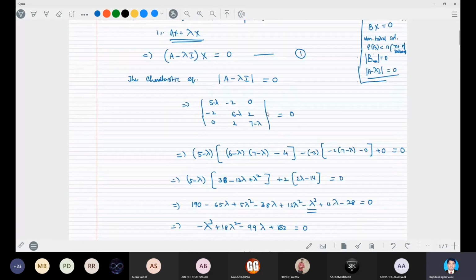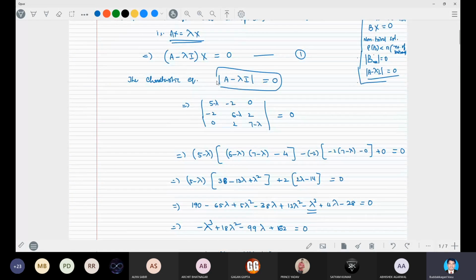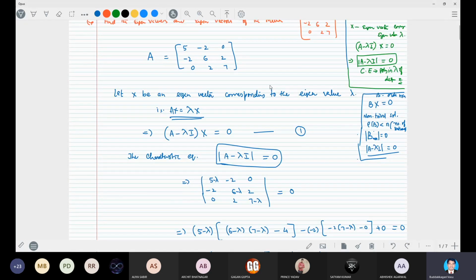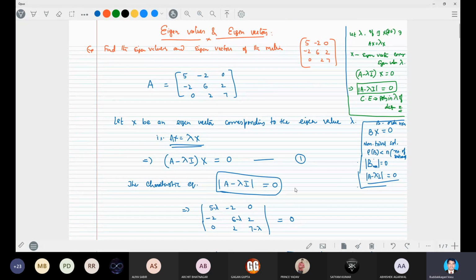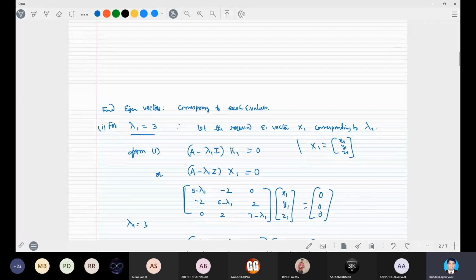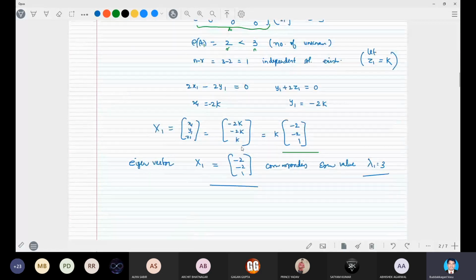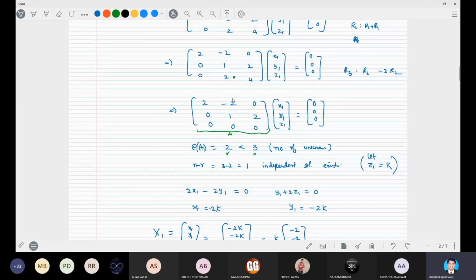Our assumption itself, this statement itself, shows that the rank cannot be equal to the order of the matrix. So therefore, it should be less than n. When less than n, here we can get that the rank of the coefficient matrix will be 2, which is less than the number of unknowns, where the number of unknowns we have is 3.